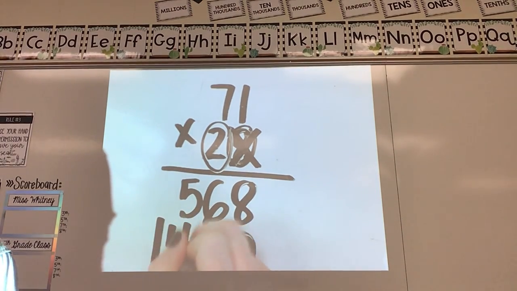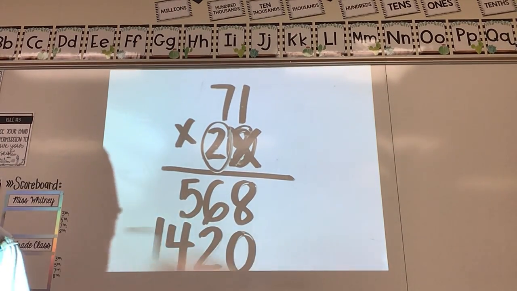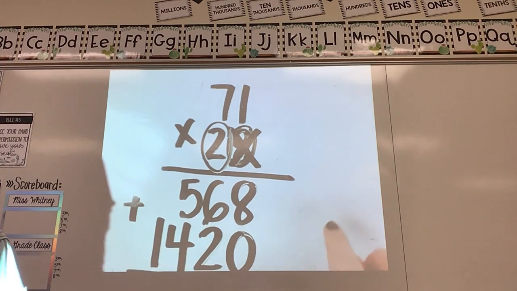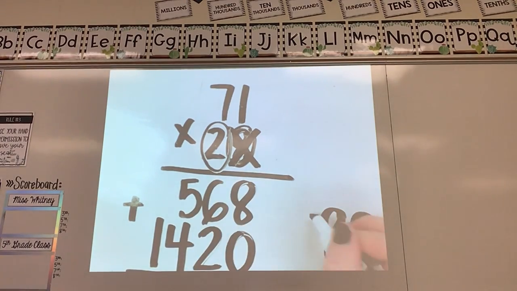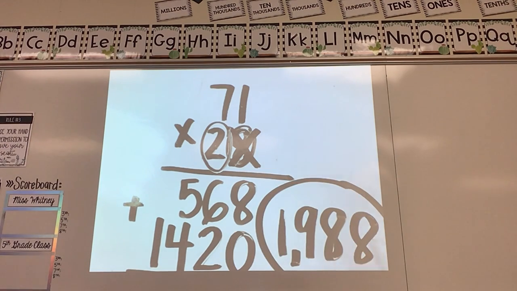And then what do I do with these two things? I add them up. And I'm gonna add them over here so hopefully you can see it a little bit better. 8 and 0 is 8, 6 and 2 is 8, 5 and 4 is 9, and 1 and nothing. So 1,988 should have been your final answer.